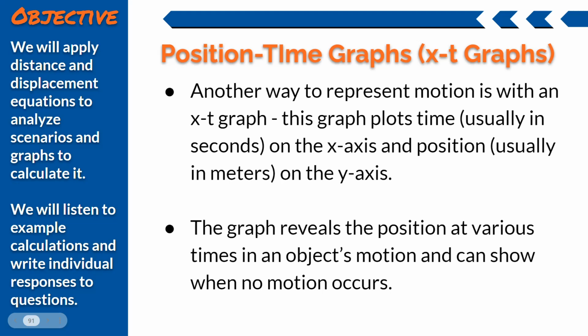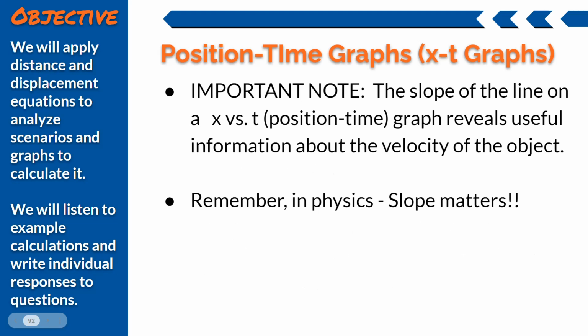This graph plots time, usually in seconds, but you could have other units, on the x-axis, and position, usually in meters, but you could have other units, on the y-axis. And so you'll have those two variables plotted against one another. And this graph, just like a motion map, can reveal the position of an object at various times in its motion, and you can see very visibly when no motion occurs. So it's similar to a motion map. It can show that one-dimensional motion. It can show when you're moving. It can show when you're stopped. It just looks a little different because it's a different type of representation.